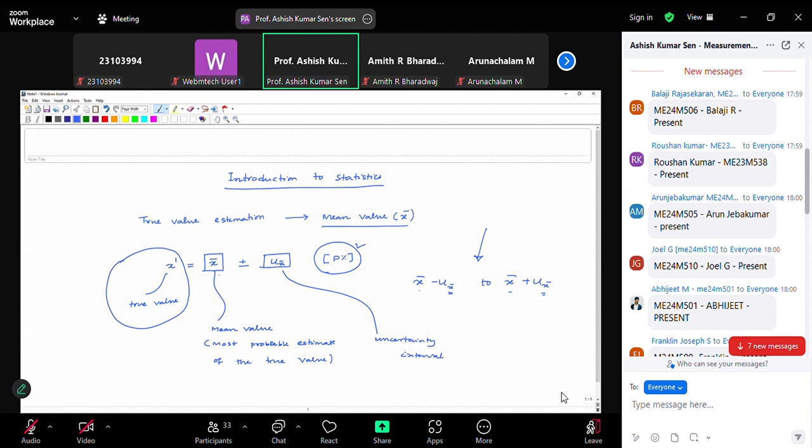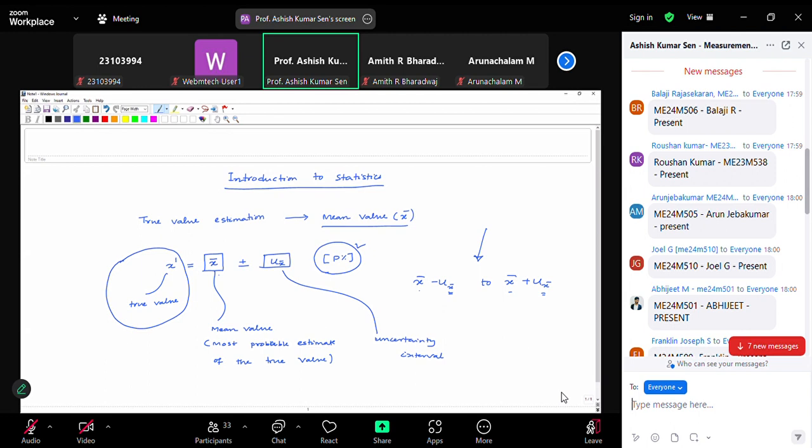So we will be more clear about this when we talk about the normal distribution in a while. But the basic framework is that you pick a sample of anything that you want to measure and you find the mean value, which is the most probable estimate of the true value. But then you have to define an interval from the standard deviation, and your true value lies within that interval of x minus ux to x plus ux.